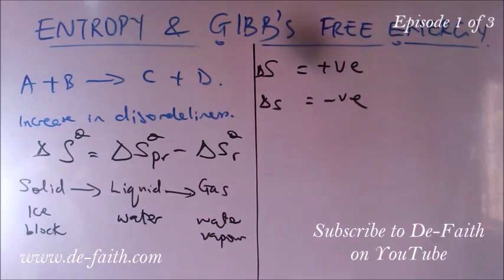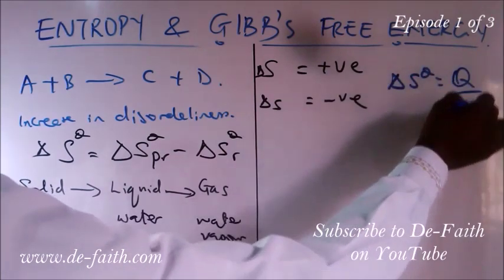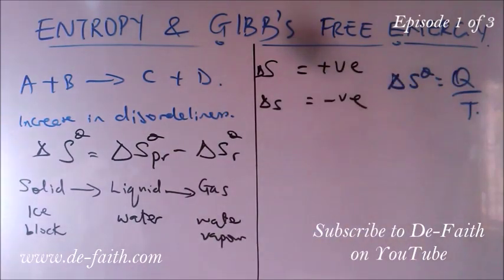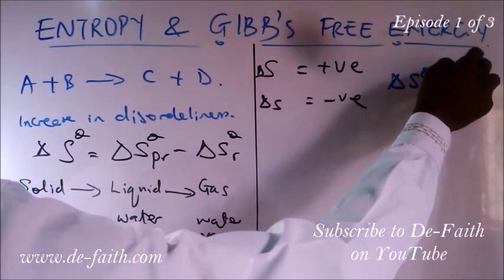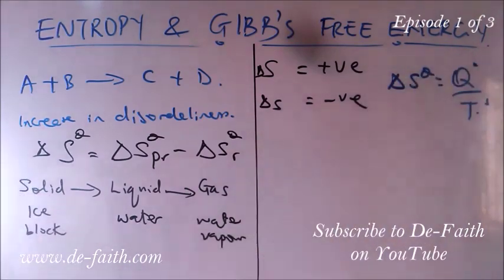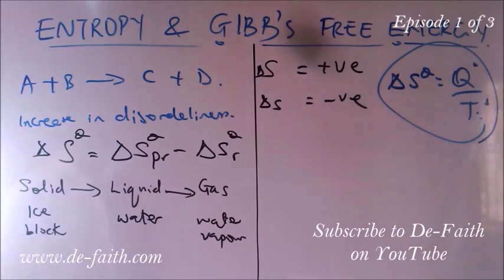Now, entropy change in a reversible process is calculated as delta S equal to Q over T, where Q represents the quantity of heat of the system and T represents the temperature. So this is the quantity of heat and this is the temperature. Now, we use this particular one when we are discussing reversible processes. And next, we move on to Gibbs free energy.